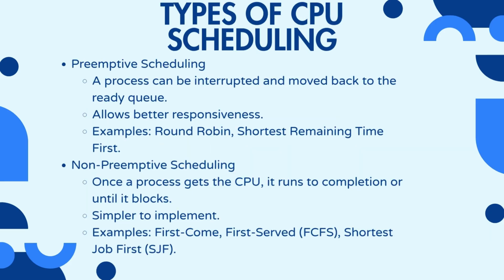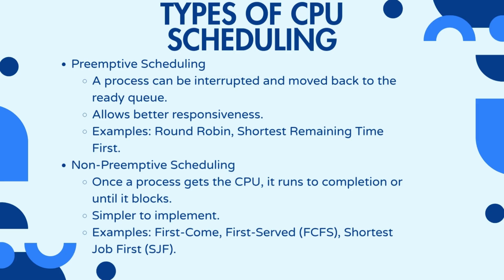Now, there are two main categories of CPU scheduling: preemptive and non preemptive. In preemptive scheduling, a process can be interrupted and moved back to the ready queue to give the CPU to another process. This allows for better responsiveness and is common in time sharing systems. Examples include round robin and shortest remaining time first algorithms.